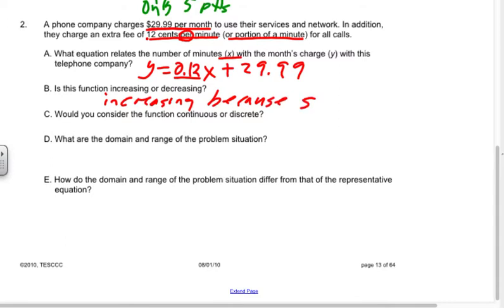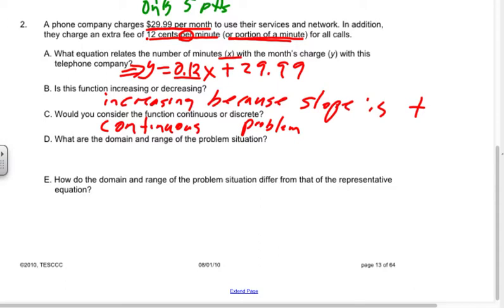Because slope is positive. So the function itself, and here they're referring to this equation, the equation itself is continuous. Now the problem situation, take a look at it up here because it's just a portion of a minute. The problem situation is discrete.